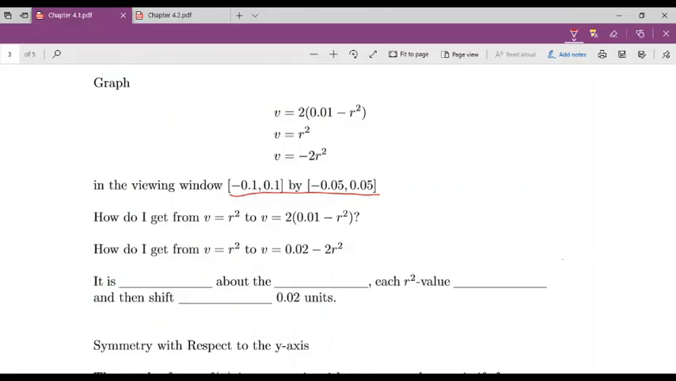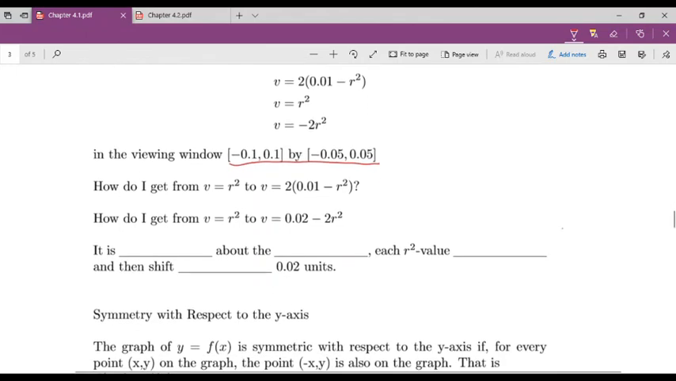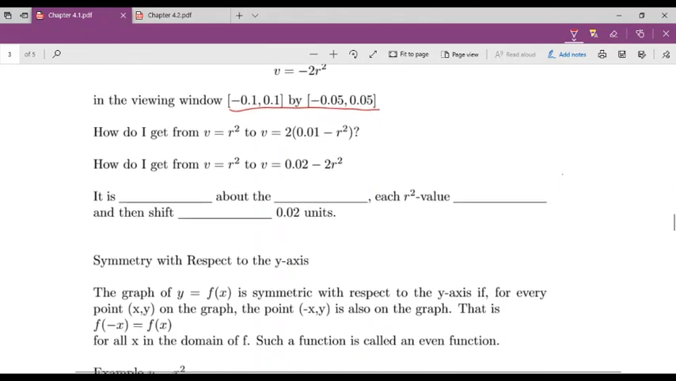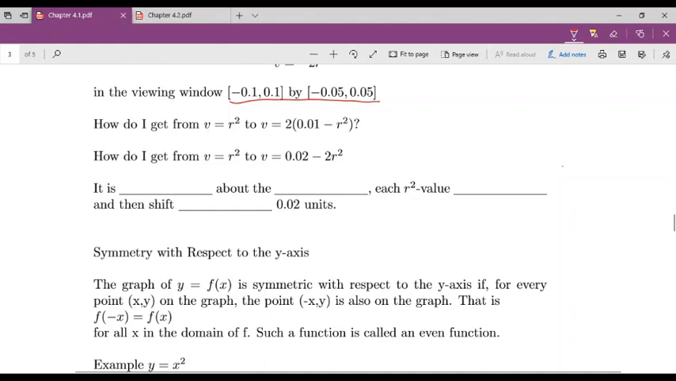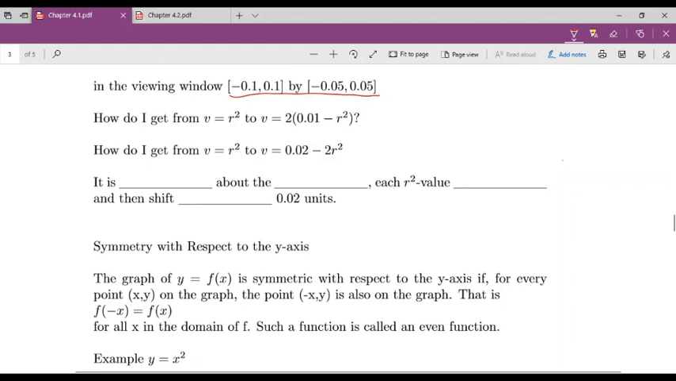Alright, so if we go to put it on paper over here, it says how do I get from v equals r squared to v equals 2 times 0.01 minus r squared. The reason I rephrase it right here and say how do I get from this to this, all I wound up doing was distributing this 2 here, is because to me it's easier to go with this format to words than it is from here to words.